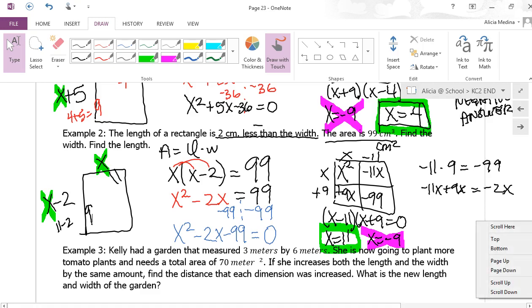Kelly had a garden that measured 3 meters by 6 meters. She's now growing to plant more tomato plants and needs a total area of 70 meters squared. If she increases both the length and the width by the same amount, find the distance that each dimension was increased. What is the new length and the new width of the garden?